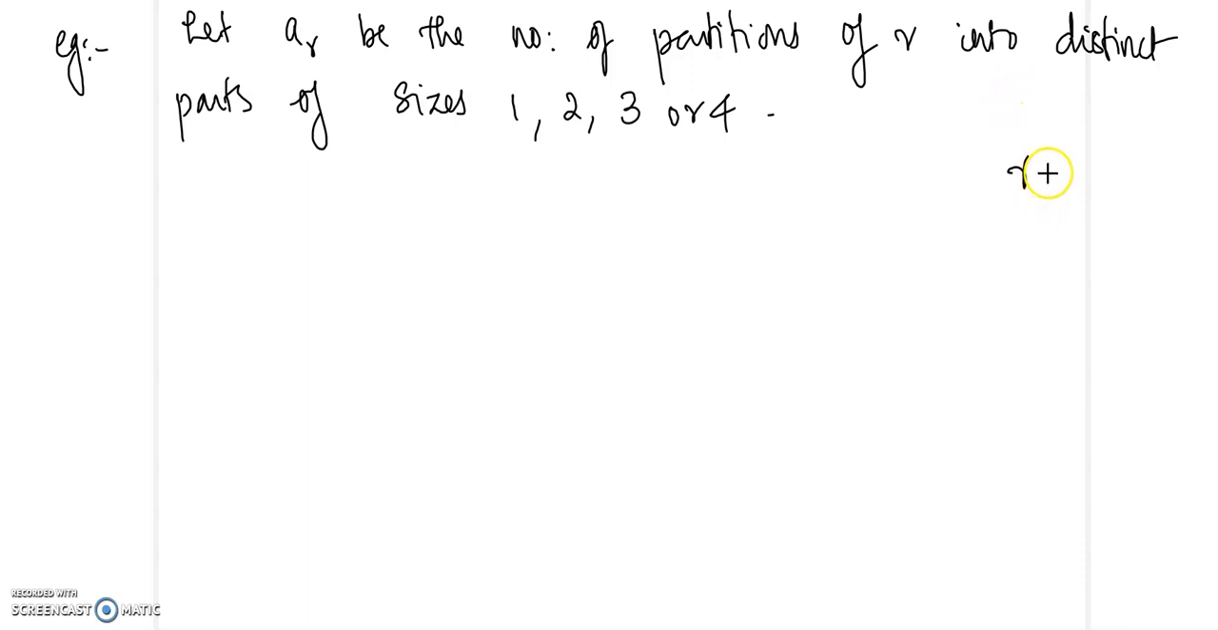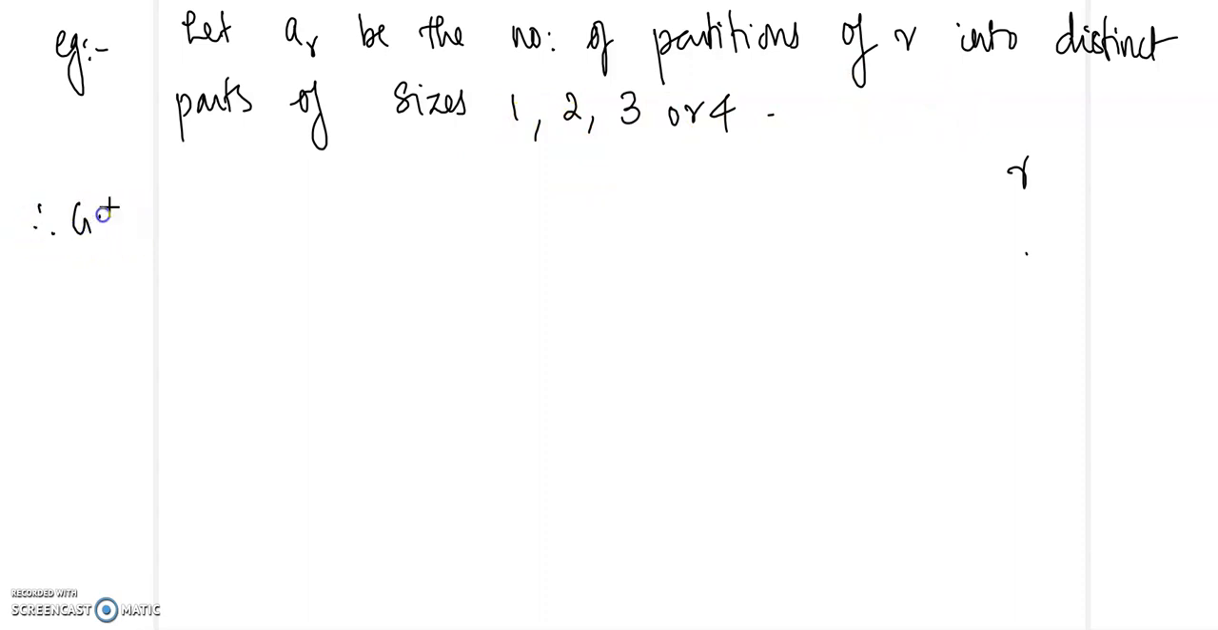So R has to be written as a sum of 1, 2, 3 or 4. Now all the parts must be distinct, that is, there should be no repetitions. Either 1 can be there, or 1 appears once or 1 does not appear. Again 2 appears once or 2 does not appear. 3 appears once or 3 does not appear. Same in the case of 4. So now when we write the generating function, repetitions will not come. So it can occur either 0 times or exactly 1 time.